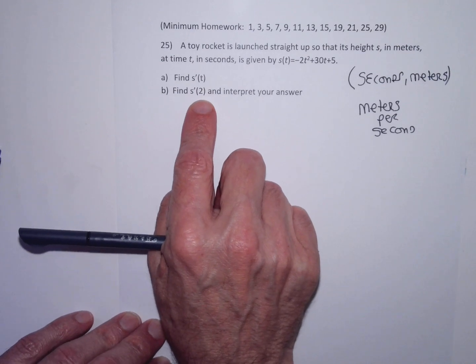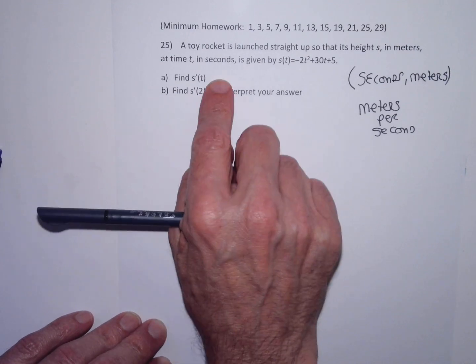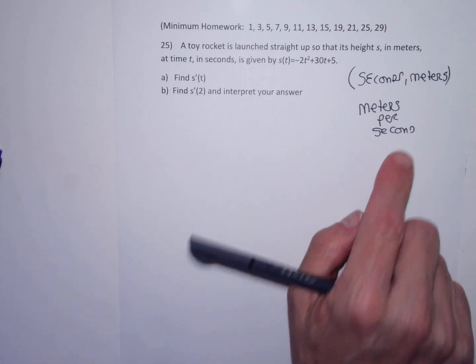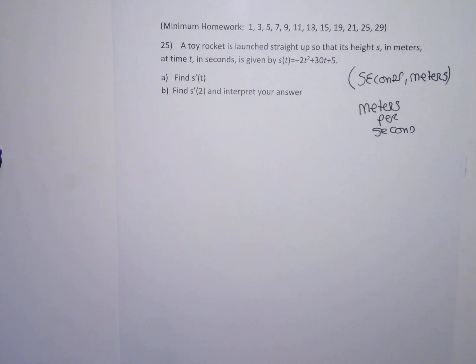This speed will have a sign. If it's positive, it's getting higher. If it's negative, it's getting lower. So its speed is technically velocity when we're dealing with a position function like we have here. So let's work on the derivative.